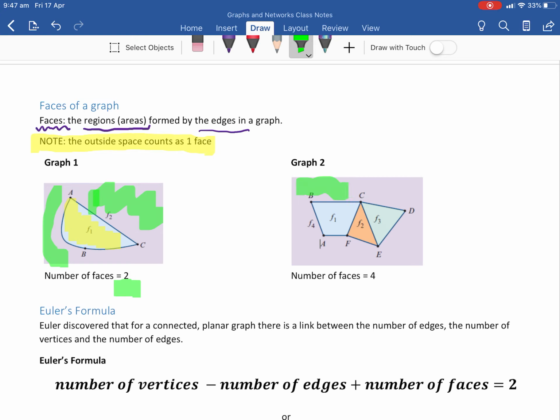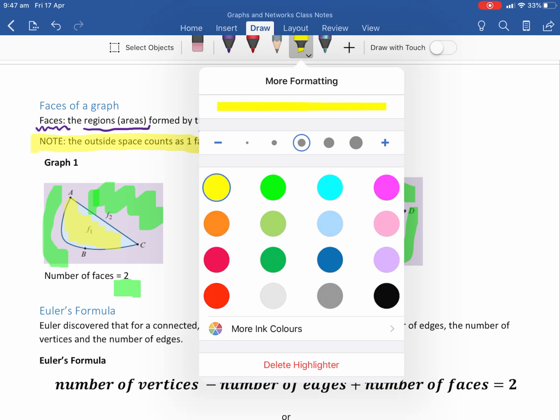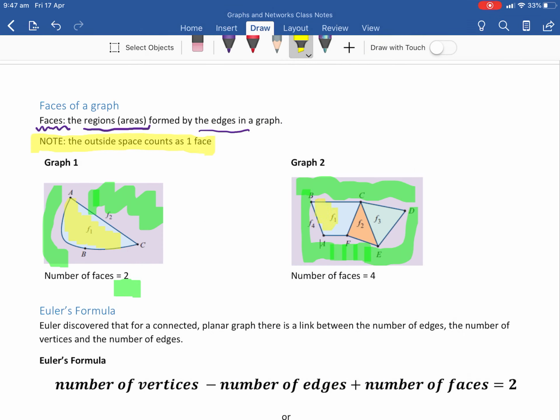So for this next one, you've got the outside face. And for this one, your edges actually make 3 different faces, plus the outside, which means there are 4 faces of this graph altogether. So that's really important for our next bit, which is Euler's formula.